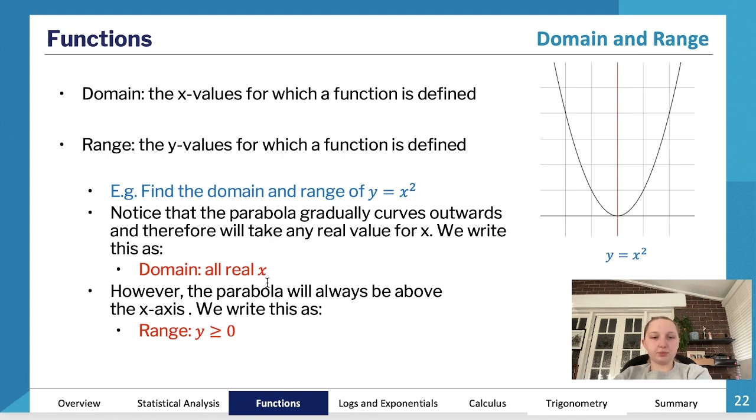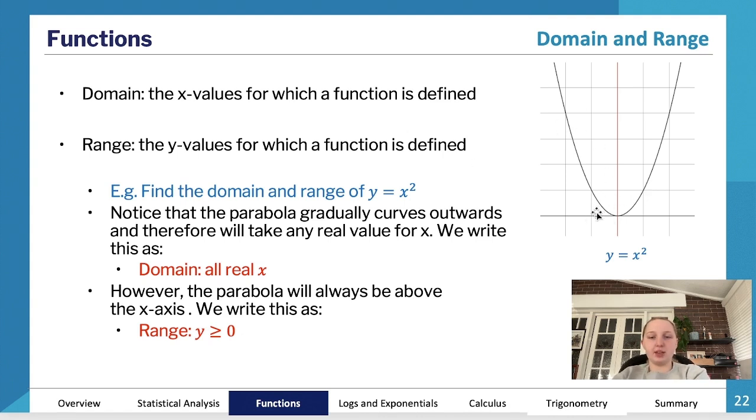Okay, so for example, if we're looking at find the domain and range of y equals x squared, you'll look at your parabola. We've graphed it here for you, and you'll see that this graph slowly trends outwards. So if we've put no limit on that, it can hit any x value, right? Because it'll just keep getting wider and wider the higher it goes up the y-axis.